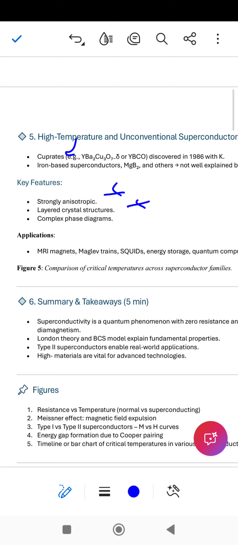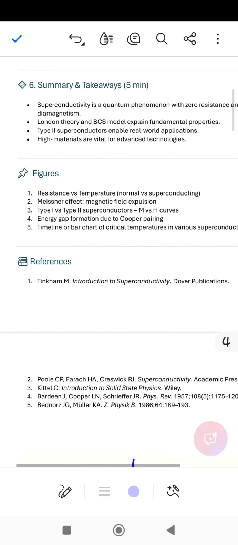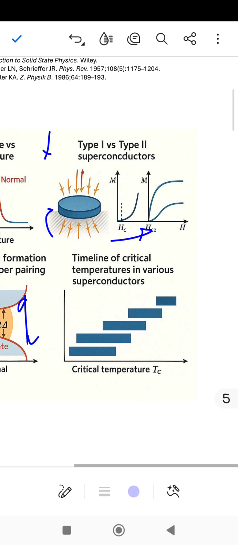not explained by conventional BCS theory. Other notable unconventional superconductors: iron-based superconductors, MgB2, transition at 39 K. Applications: MRI magnets, maglev trains, SQUIDs for sensitive magnetic measurements, quantum computers, energy storage and transmission lines. Figure 5, a timeline or bar graph of Tc values for various superconducting families.